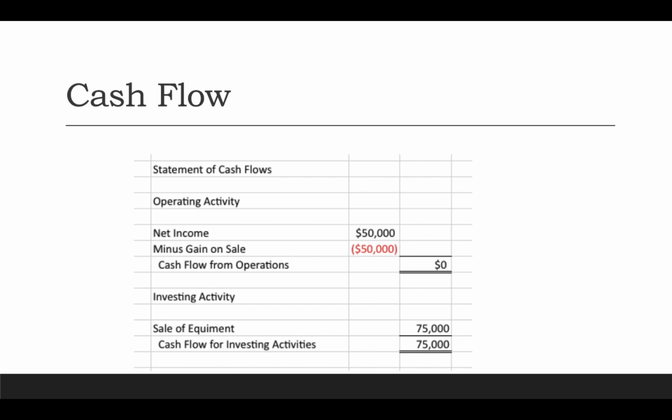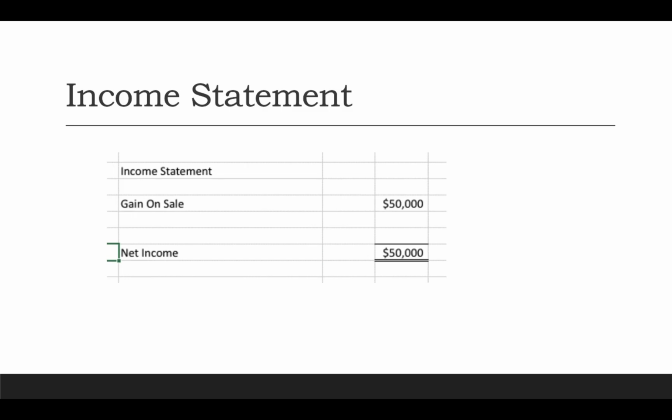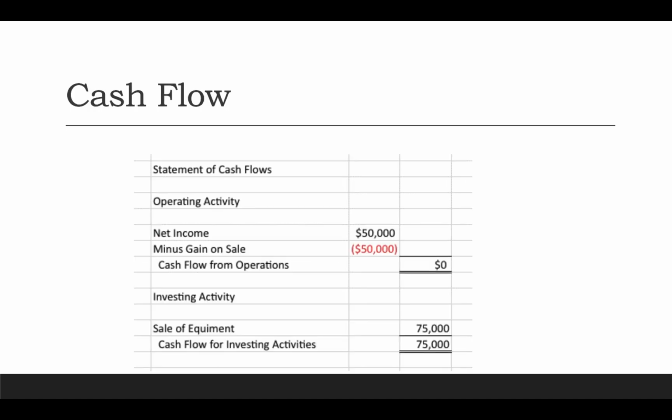So down below, you can see we've recorded that cash flow we got from selling the equipment. There's our $75,000, right? That's a cash inflow when we sold the equipment. It's a cash flow from investing activities of $75,000. So the total cash flow to the company is positive $75,000, right? The stuff we put on the income statement here had nothing to do with that $75,000. So we subtract that out of operating activity because it's not an operating activity, it's an investing activity. And there's your $75,000 cash flow.